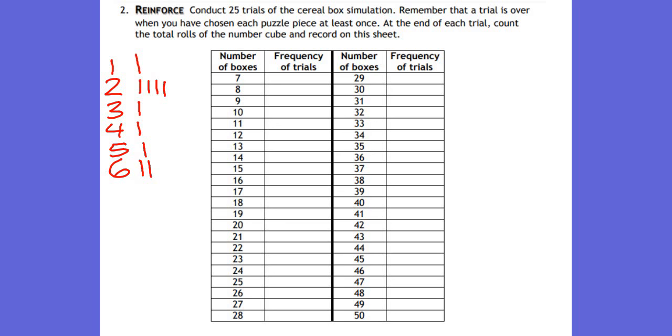So, I've gotten all the puzzle pieces. So I need to see how many total rolls it took to get all the puzzle pieces. So there's 4, 5, 6, 7, 8, 9, 10. Now I go over to this chart. Number of boxes. We said 10, so I'm going to put a tally. Because that's my first trial.